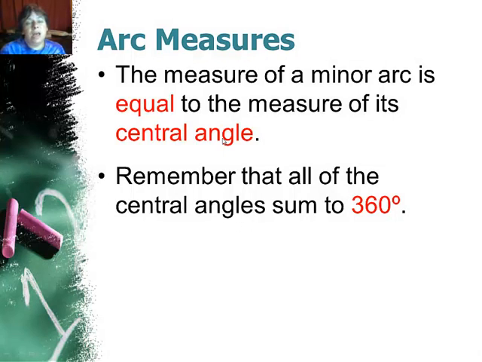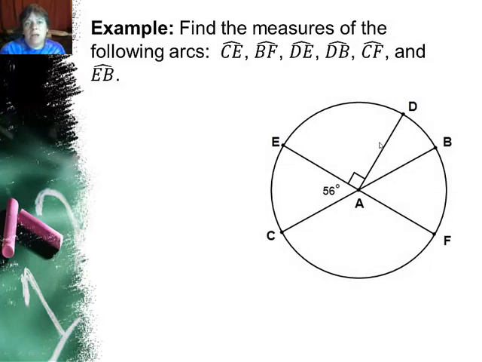Arc measures: the measure of a minor arc is equal to the measure of its central angle. So that's one thing we know. And also the other thing you want to keep in account is that all of the central angles will sum to 360. So how will we use that? A lot of times you'll see a circle, and it might have some lines going through the center, creating different angles. And you'd be expected to find the measures of all those angles.